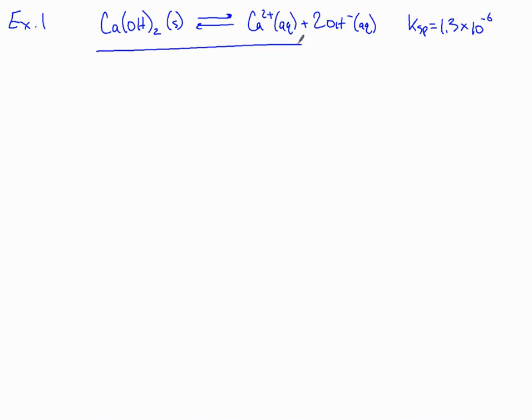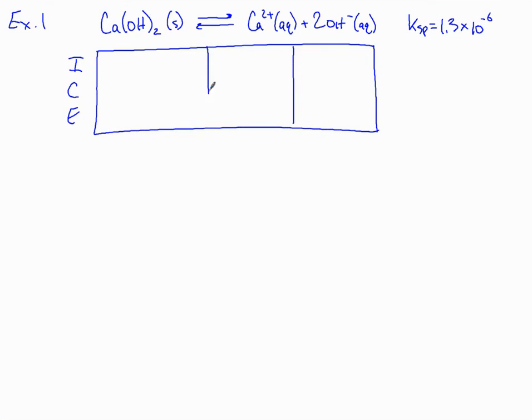So let's go ahead and make an ICE chart. We've got initial, change, and equilibrium. Initially, we're talking about pure water. We have no calcium ions in the water. We have no hydroxide ions, and calcium hydroxide is a solid, and we know that solids stay out. It's going to stay out of our equilibrium expression. It's not going to factor into any of our calculations.